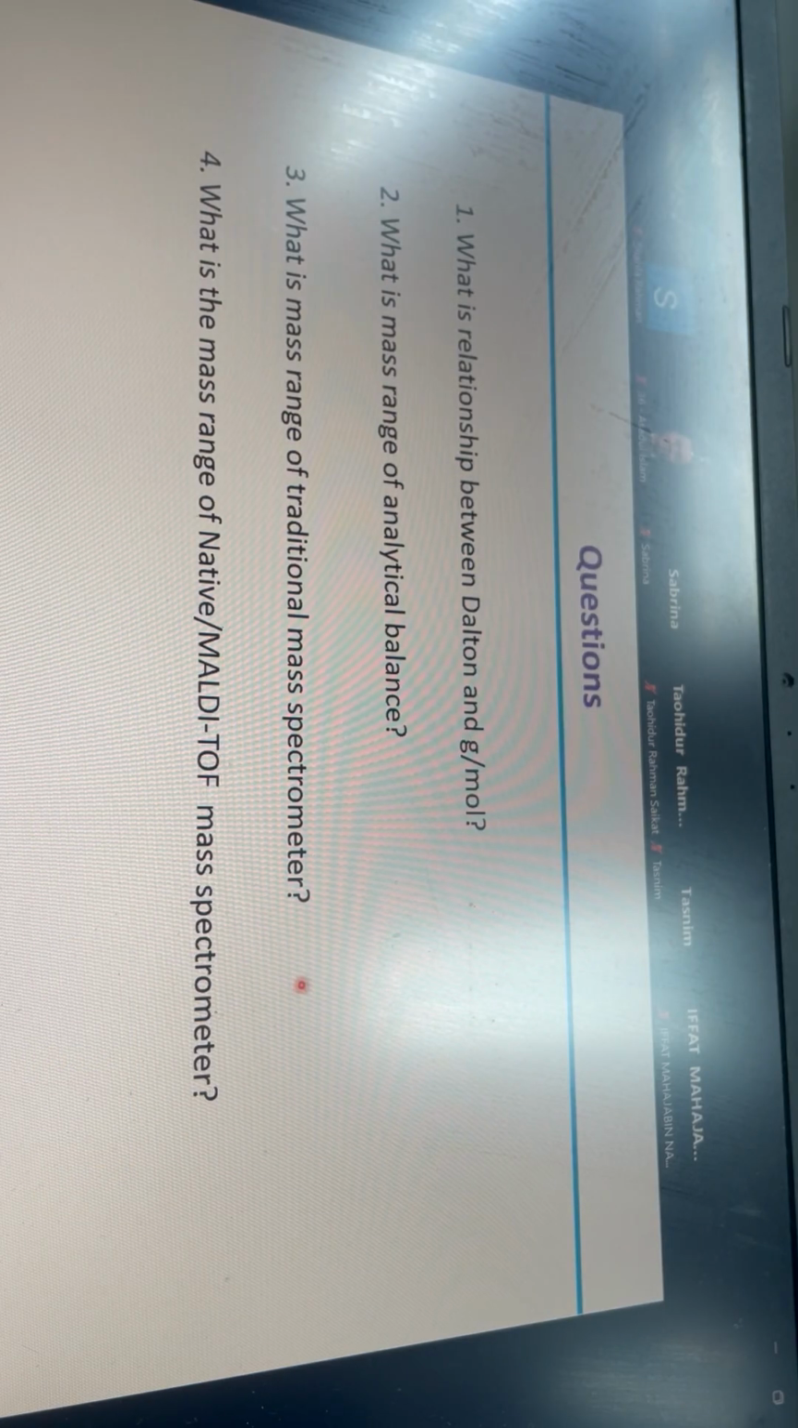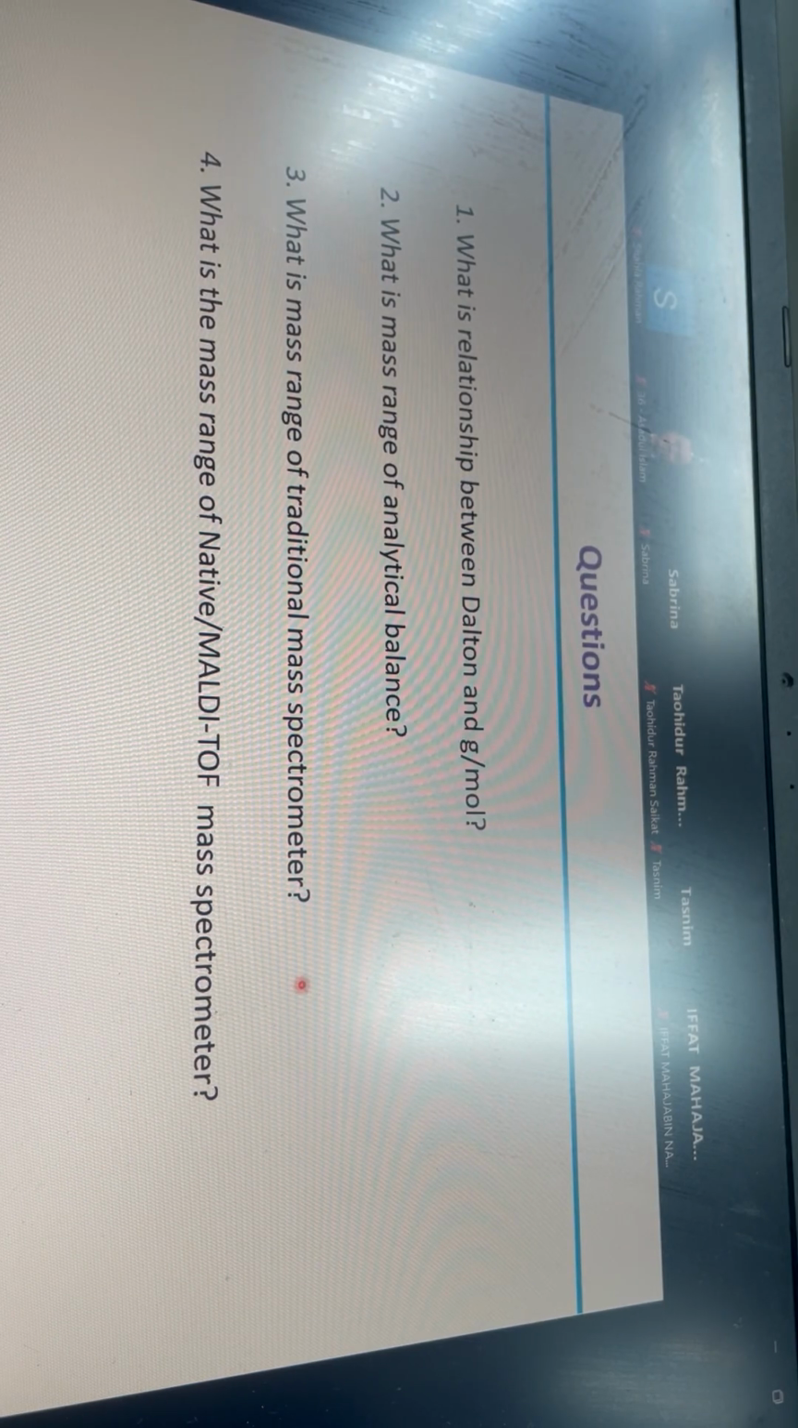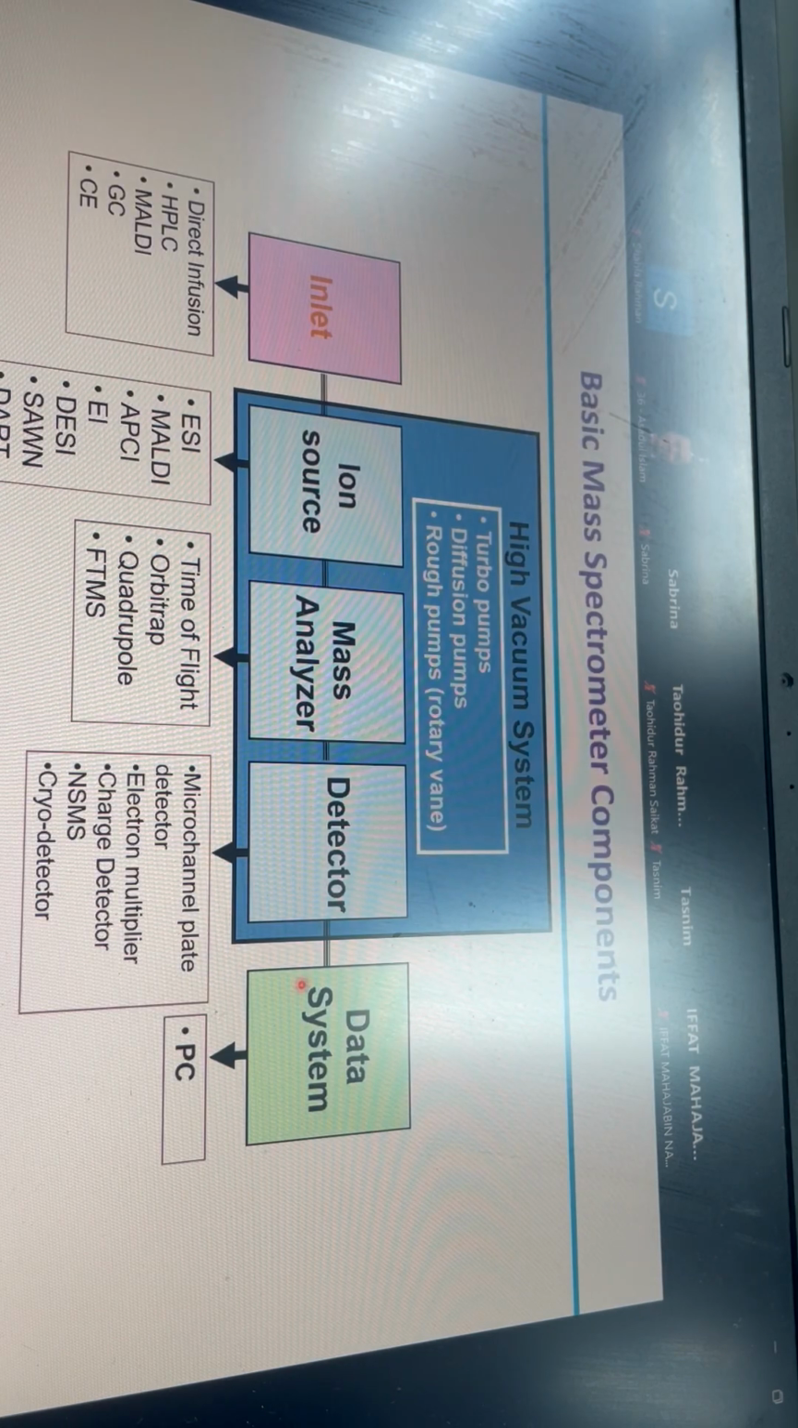Okay, so there would be some questions: what is the relationship between Dalton and gram per mole? What is the mass range of an analytical balance? What is the mass range of a traditional mass spectrometer? And then the mass range for native and multi-TOF mass spectrometers. Okay, so a mass spectrometer has three main components: the ion source, mass analyzer, and detector.